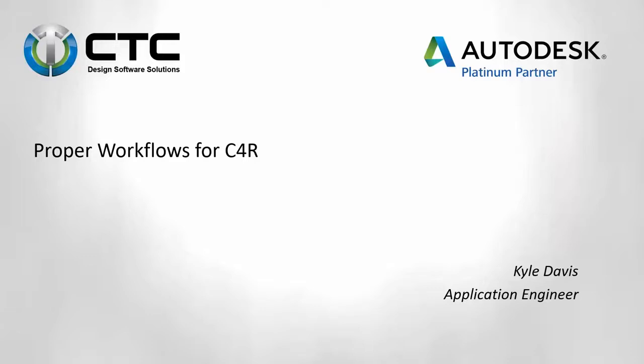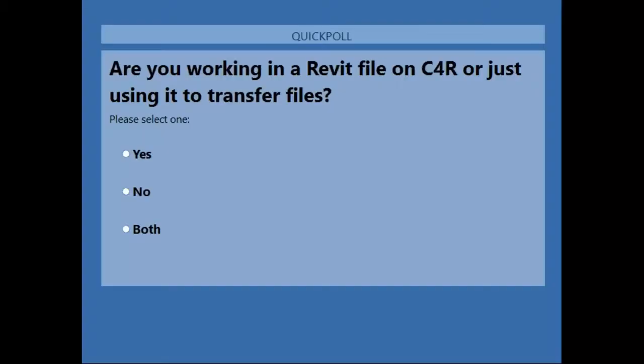I'm going to launch another poll for those that are using Collaboration for Revit. I want you to answer this one as well. Are you working in a Revit file on Collaboration for Revit, or just using it to transfer a file, or both? In the case of both, you're working in a file, but maybe on another project, you're just using it to upload files to someone else. Now again, if you're actively working on a project, you're in Collaboration for Revit, working live on a file in the cloud, whereas no is you're not working on it at all. And both is, again, working with transferring and using the cloud.